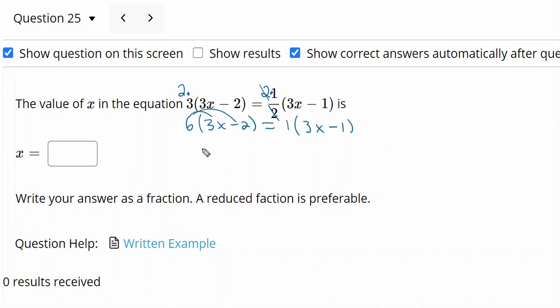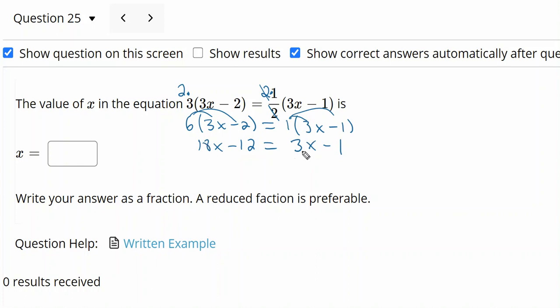6 times 3 is 18x. 6 times negative 2 is negative 12. And then you can distribute the 1 if you like, but really it doesn't matter. It's going to end up being 3x minus 1. Man, this looks way better than before, doesn't it? And we're going to get the same answer.